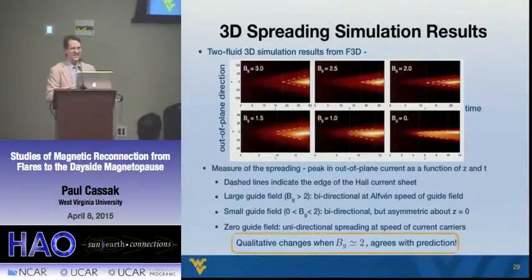Again, in keeping with the idea of not giving you too many details, these are results from three-dimensional simulations. You're looking down from the top, and we take where the maximum of the current is and plot it as a function of this direction, and then plot that as a function of time as reconnection goes on. These are different guide field strengths. A guide field of 3, which is big in this case, you see everything spreading both up and down. And here's a guide field of 0, and everything's just spreading in one direction. So this really does show that the guide field is really important. We did a little calculation to predict where that changeover is, and we think it's about 2, and that's consistent with the simulations.